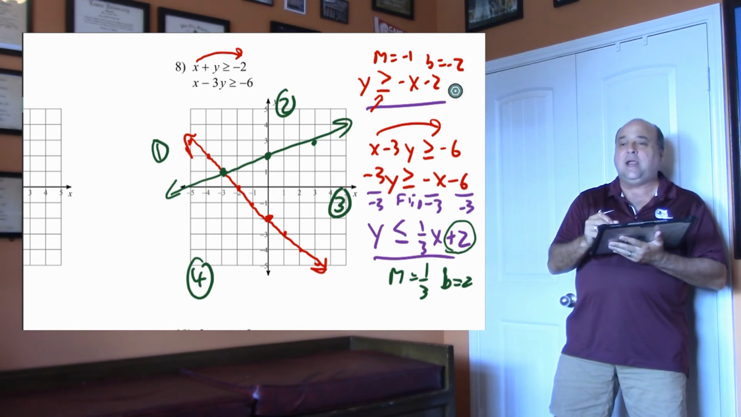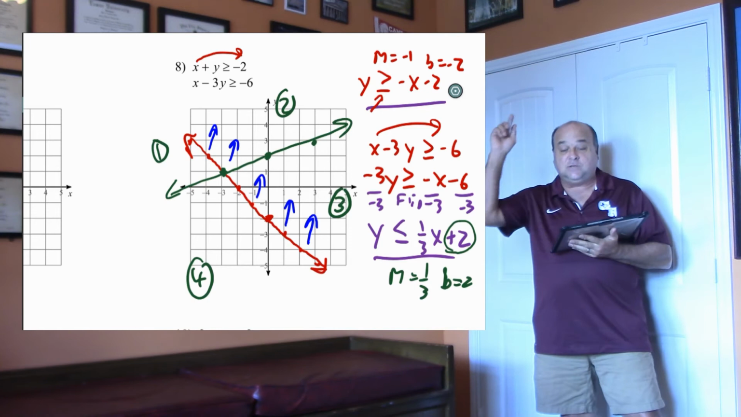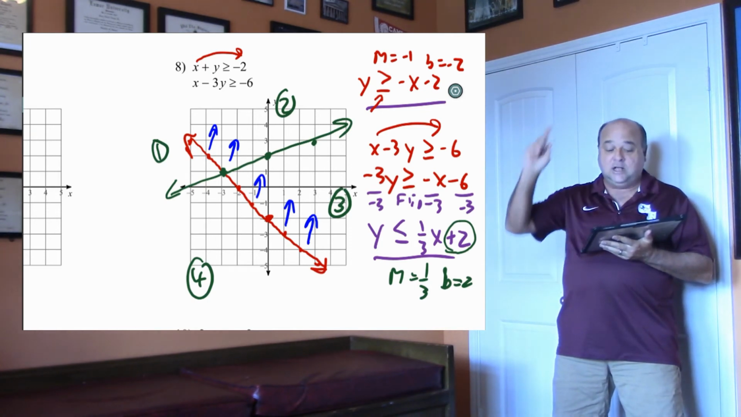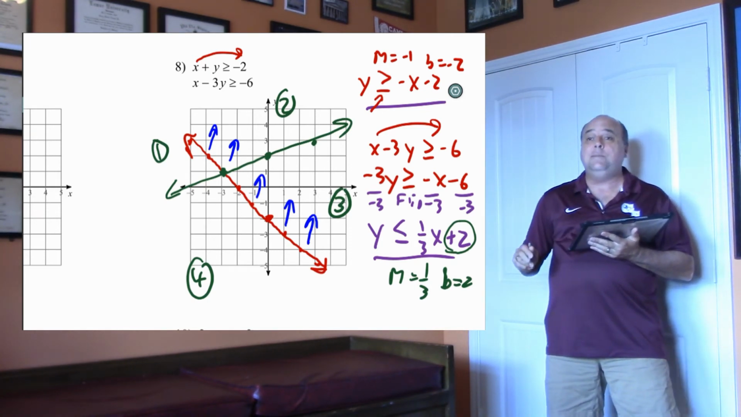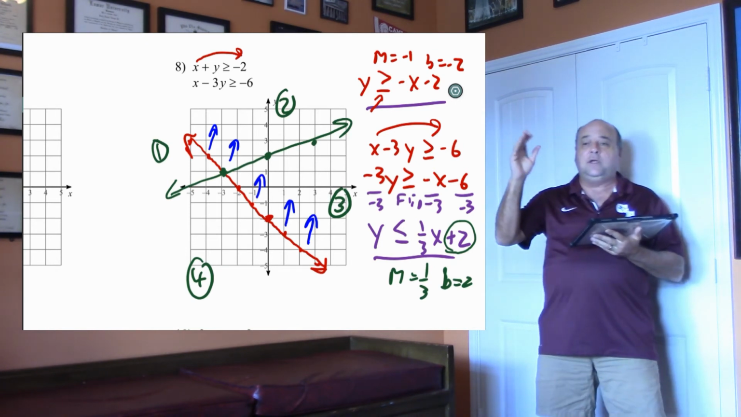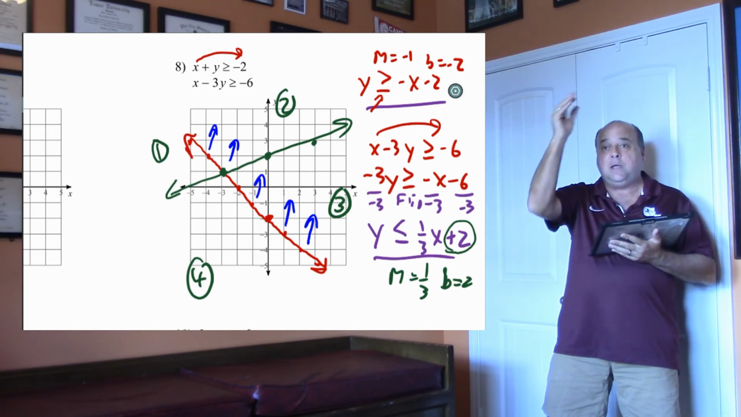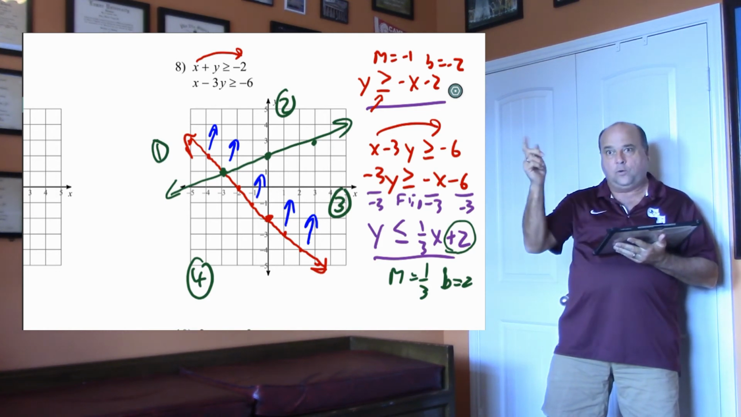So this line, we have y greater than. So my red line will be shaded up, right? Just draw little arrows going up. That means spot 2 and 3 could work, right? Spot 1 and 4 are eliminated because I'm shading up on that red line. Now then on the green line, if I shade down, it will be spot 3. If I shade up, it will be spot 2 for the answer.